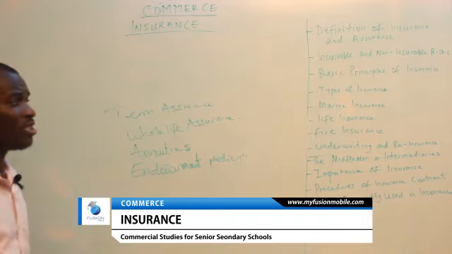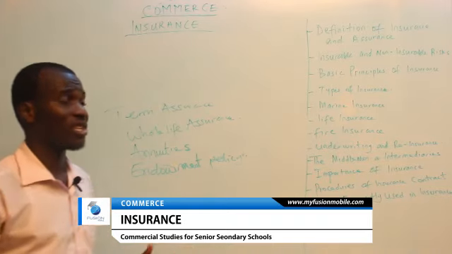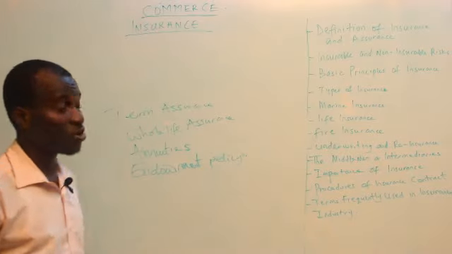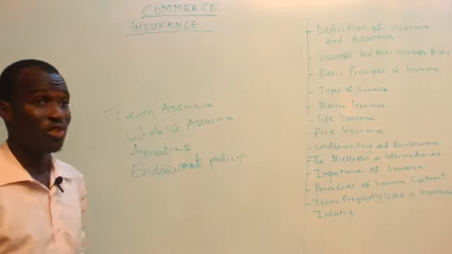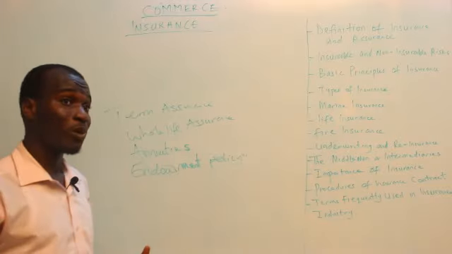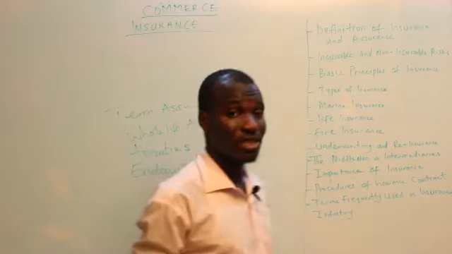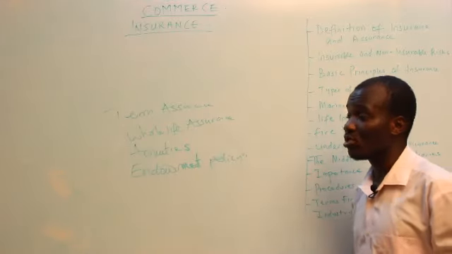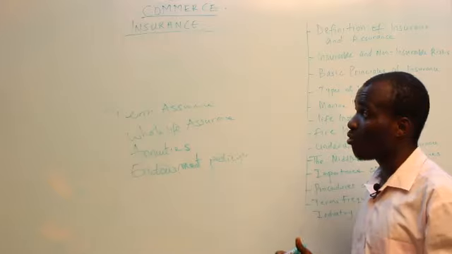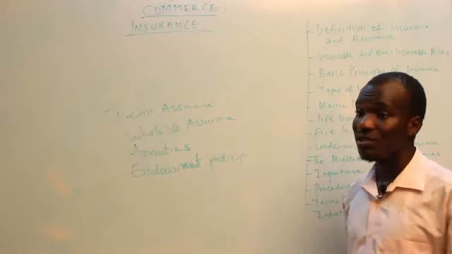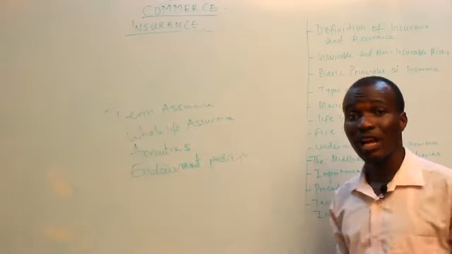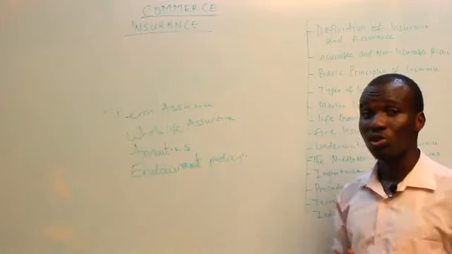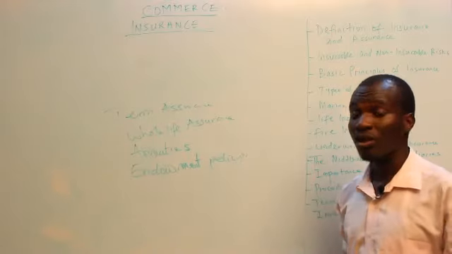Now, term assurance. This is one of the oldest forms of life assurance, in which a certain sum of money is paid when the assured person dies. So when the assured person dies, what happens? A fixed sum will be paid, and that depends on a fixed period of time. So if the insured person dies within a fixed period of time, compensation will be paid to the family of the person.